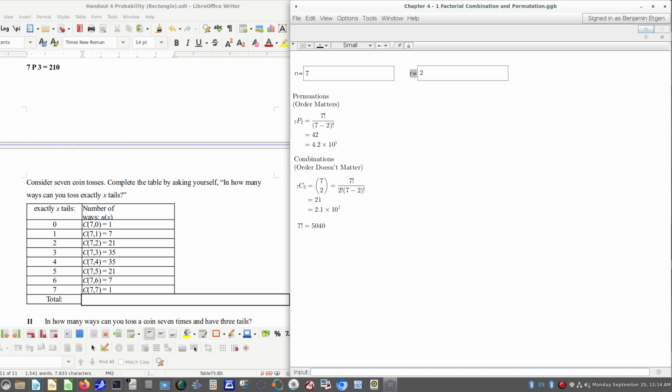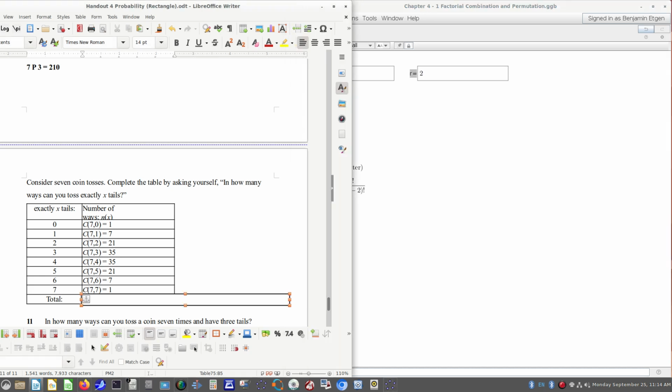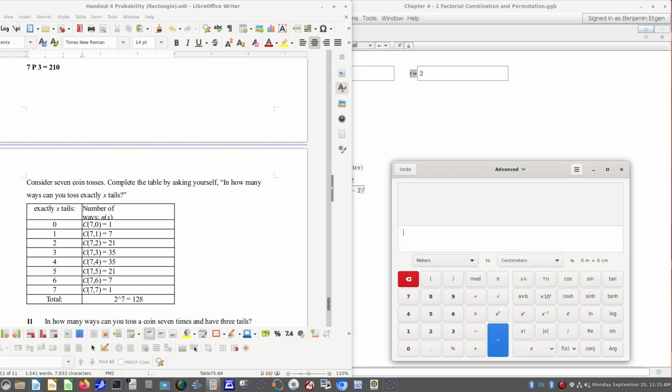Now when we add these up, you'll say, well, what is that going to be? Well, we already know exactly what it's going to be. It's on our screen, 2 to the 7th. So 2 to the 7th in our calculator, let's get that back up. 2 raised to the 7th power, 128.